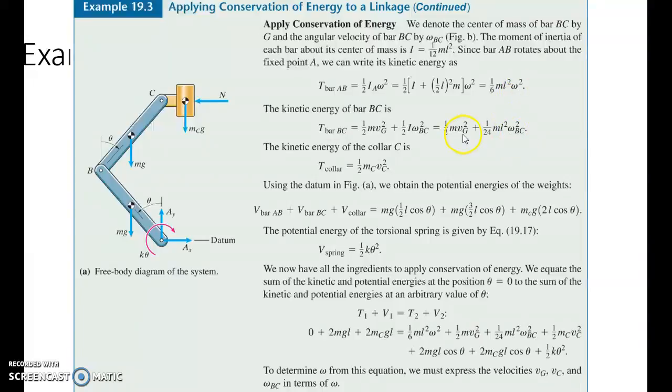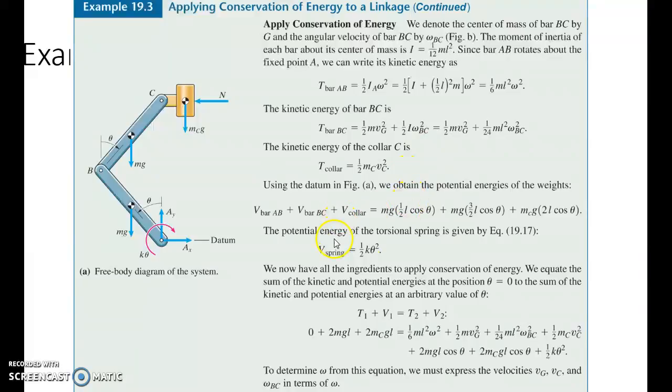I don't know what the velocity of the centroid of bar BC is. This is V sub G. I do not know what the angular velocity of bar BC is, omega BC, nor do I know VC, the velocity of the collar, after I've moved through a certain angle theta. So how many unknowns do we have? We have 4 unknowns: VC, omega BC, VG, and omega. So really, to solve this problem, I'm going to need 4 equations.